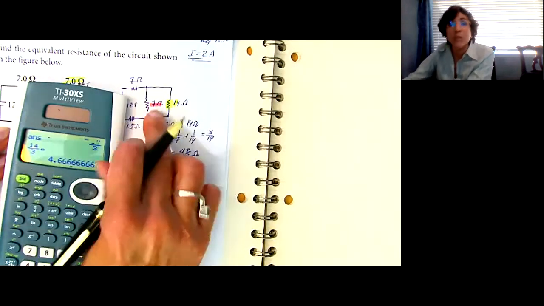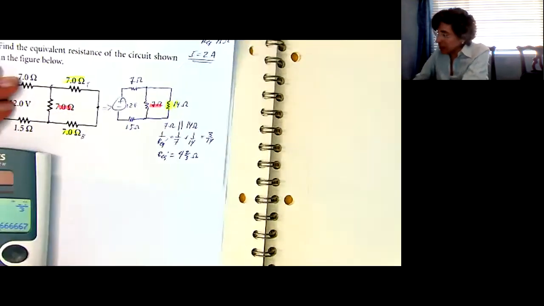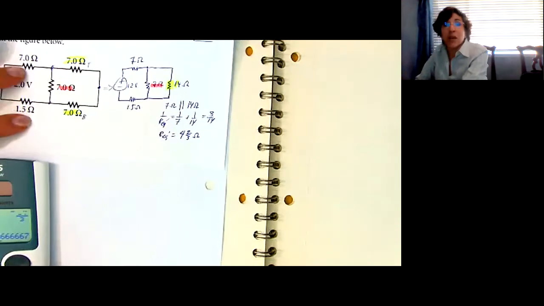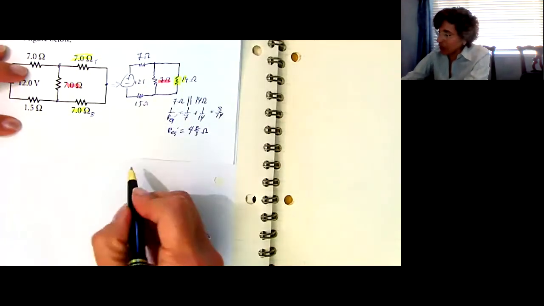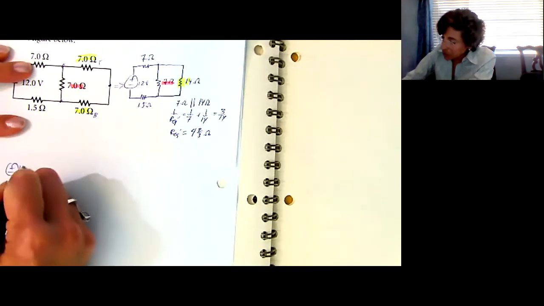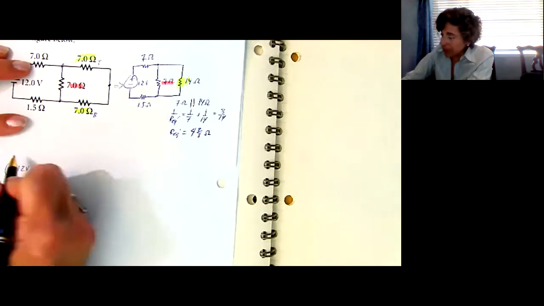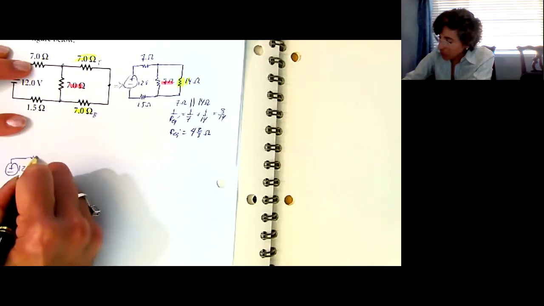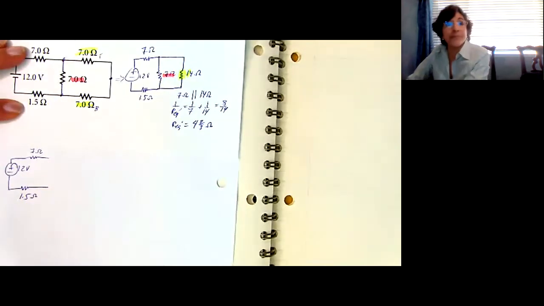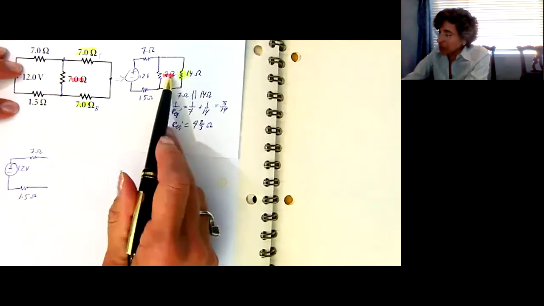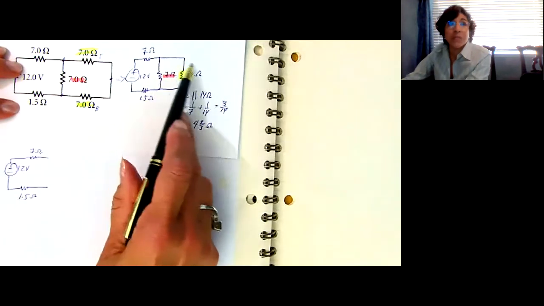4 2/3. So now I'm going to redraw this circuit again. Let's see, I'm going to redraw it down here. Where can I redraw this? I'll draw it right on this side over here. So now I have my 12 volts, and that one has a 7 ohm up here, and on the bottom, I have 1.5 ohm.